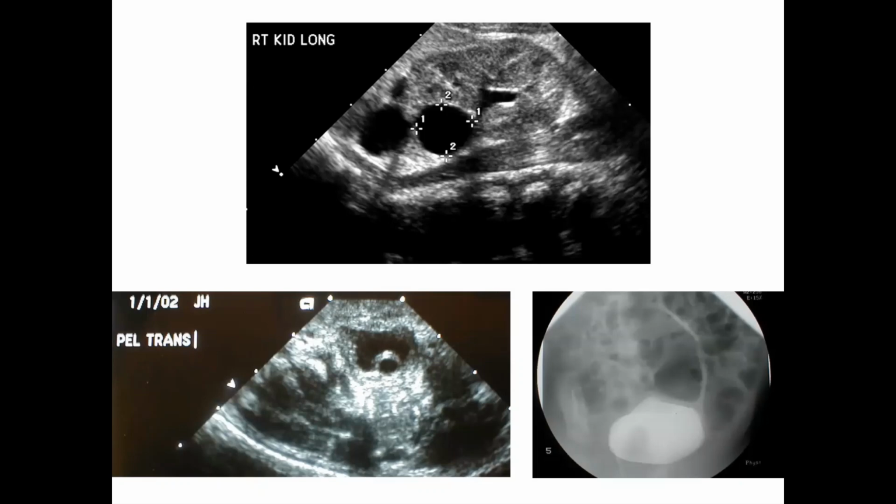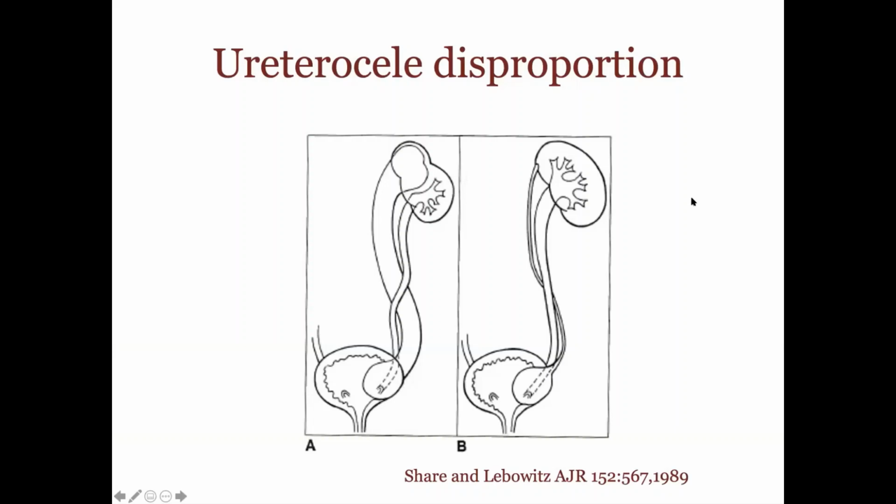Next slide. Similarly, it's been described, the ureterocele disproportion. So in this situation, you have on the right side of this figure from the Journal of Radiology in 1989, you see a large ureterocele in the bladder, but very little associated renal parenchyma. So again, that renal parenchyma was not making urine that would cause this to distend.